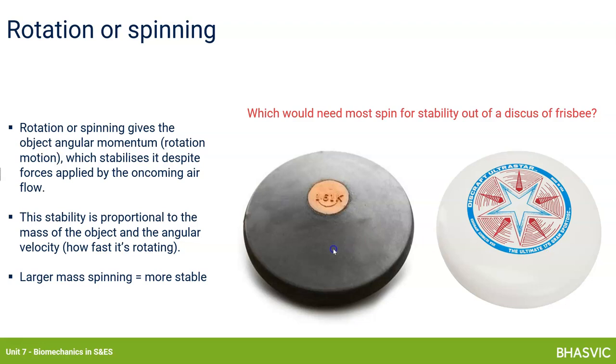The other thing, so spinning matters, but also if an object that is spinning has a larger mass, it's also less likely to be affected and become unstable. So the discus here, having a higher mass and spinning, will be relatively stable compared to a frisbee.